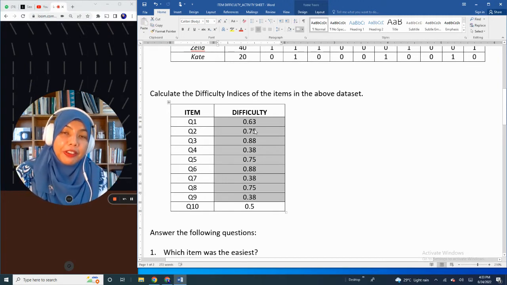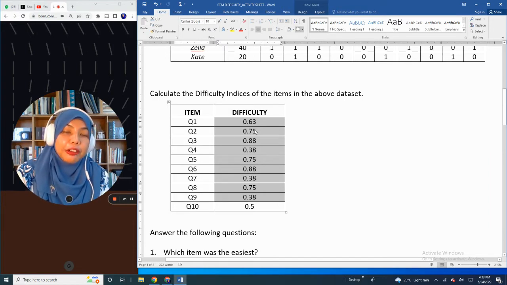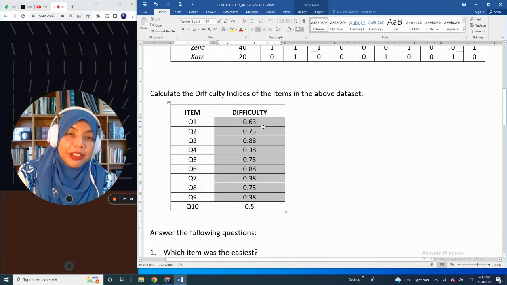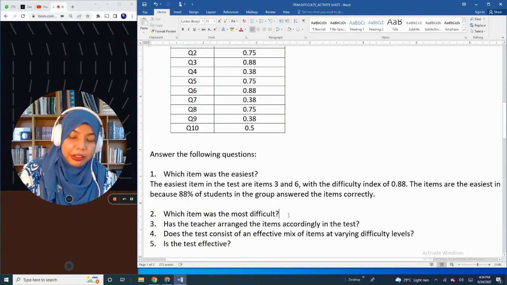From the perspective of test administration and also assessment, the more candidates that you have, the more reliable is your item analysis and its calculation. Okay. All right. So let's move on to question number 2.